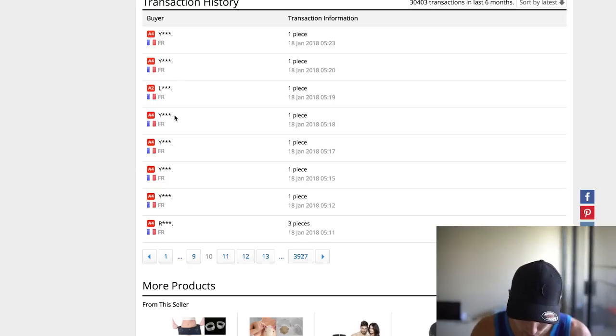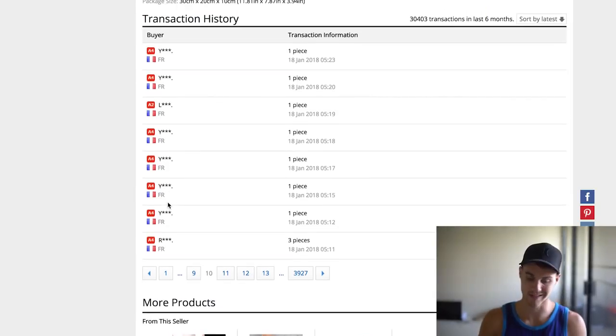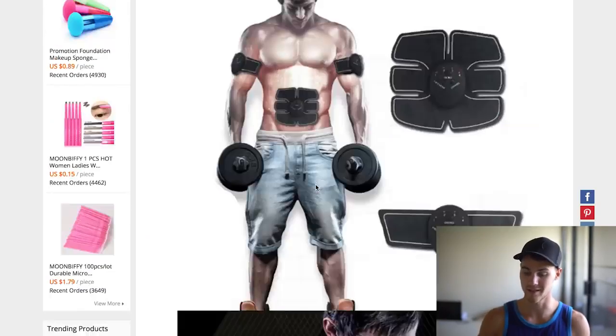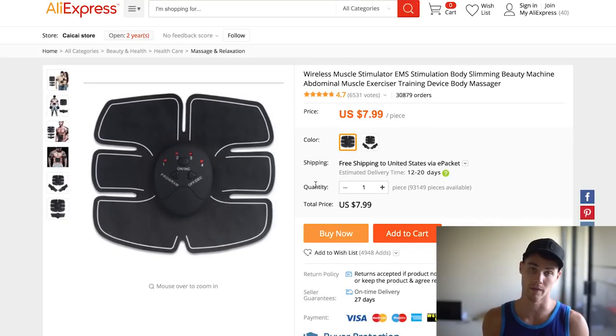1, 2, 3, 4, 5, 6, 7, 8. There's 8 times 10. That's at least 80 units sold today. We could probably go on. Let's see, page 13 still. Okay, so over 100 units sold today on this product. That means that it's a hot selling product, that people want this thing.